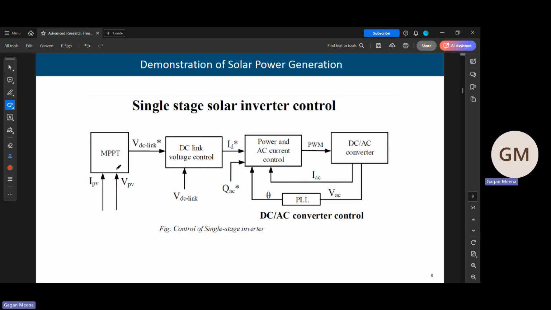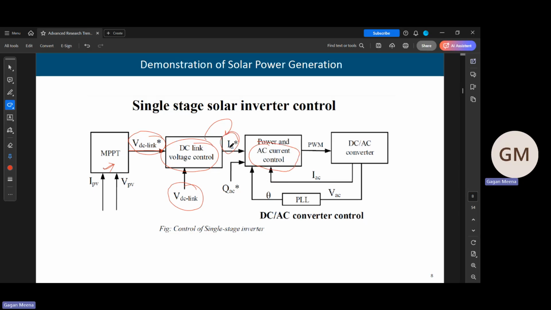This is the MPPT block, which will generate the VDC link, the reference for the DC link voltage. And this is the actual VDC. Both of these are compared, and this is the DC link voltage control.